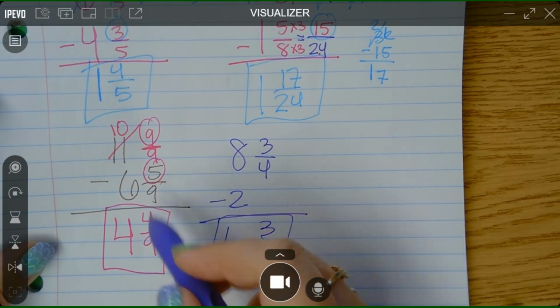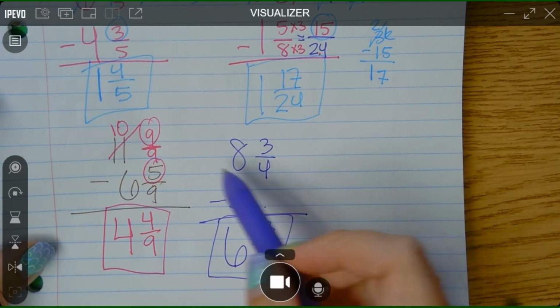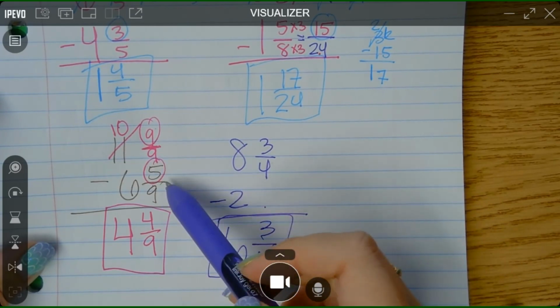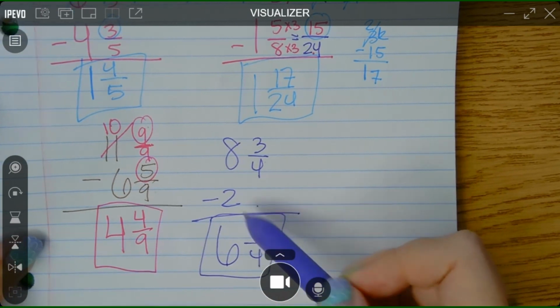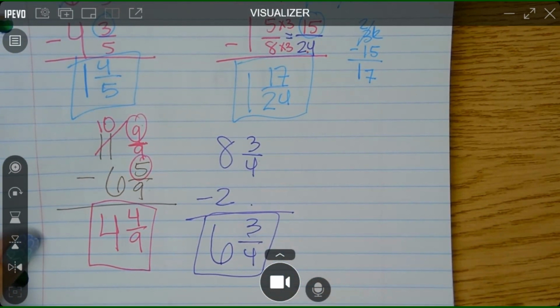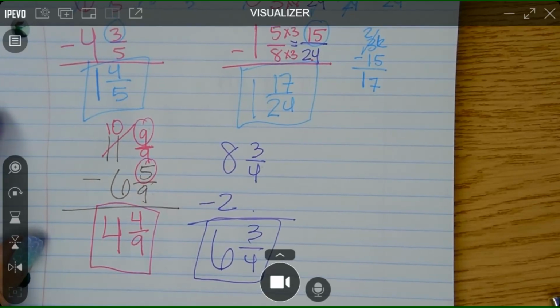So like these kind of weren't the same. Like don't overthink it. You can go something minus 0. You just can't go 0 minus something. So this is when I have to borrow. This one you just go 3/4 minus 0 is 3/4. And 8 minus 2 is 6. All right, those were all the really tricky ones. So hopefully now you have a little bit better understanding. You got this. You're going to do amazing.